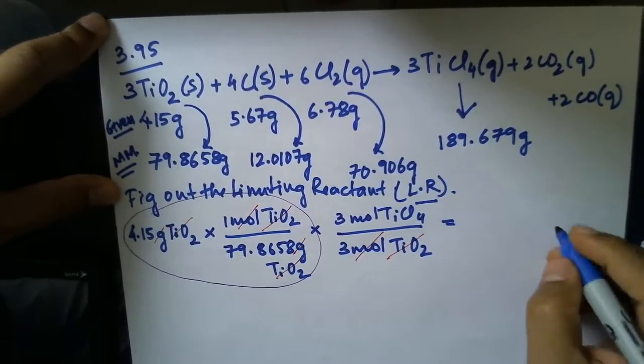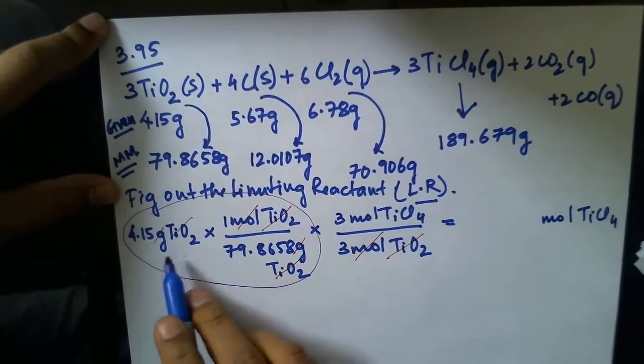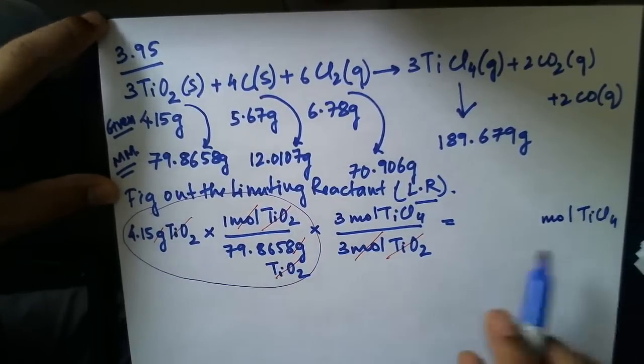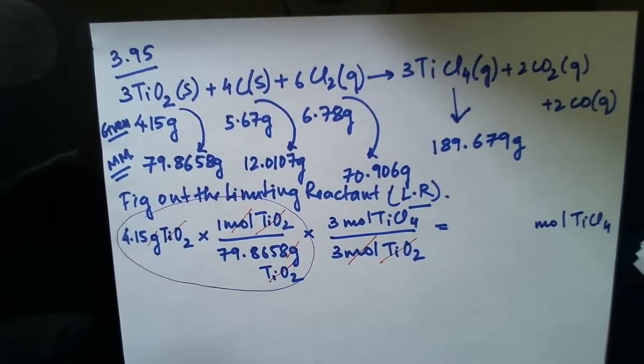So we're going to write that on the right side, moles titanium tetrachloride. And now we're going to just do our math out here and crunch those numbers. So if you do the math correct, let's see.